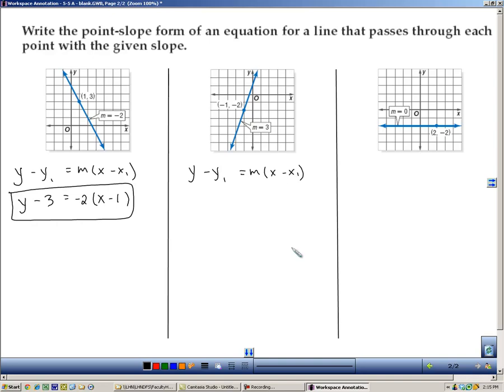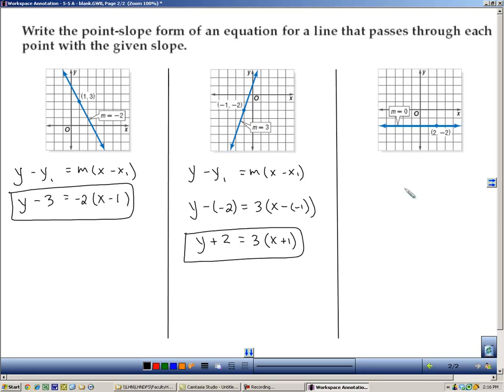Here's another example. My point is -1, -2. So -2 is my y sub 1. My m is 3. And my x sub 1 is -1. I'm going to rewrite this. Instead of minus and negative, I'm going to make these y plus 2 and x plus 1.